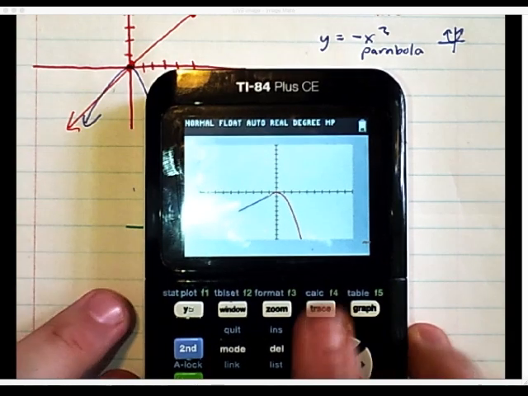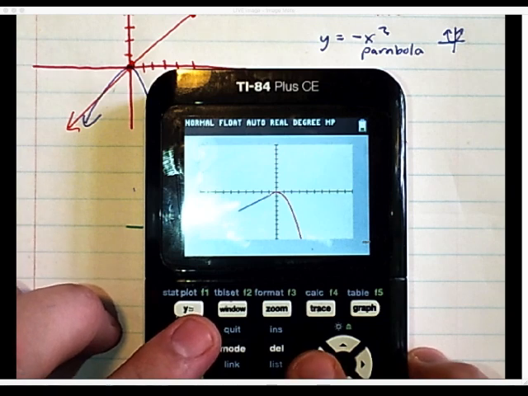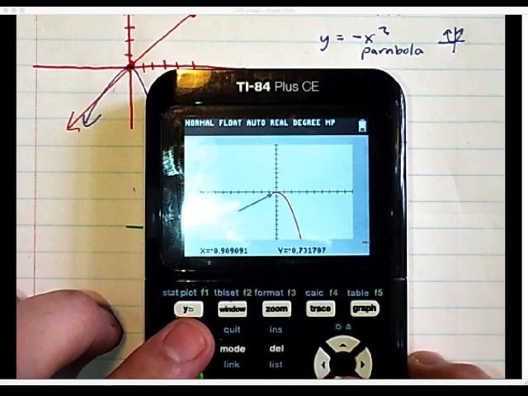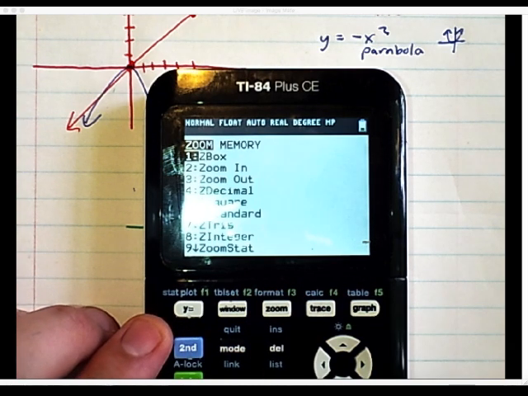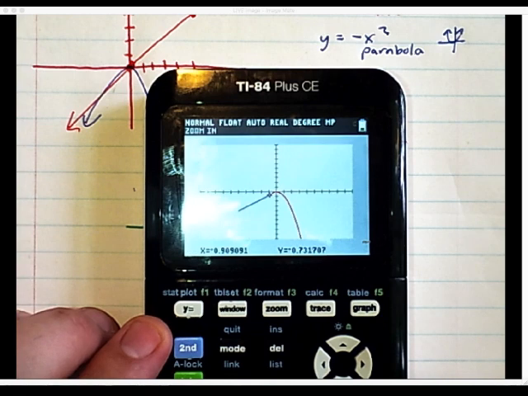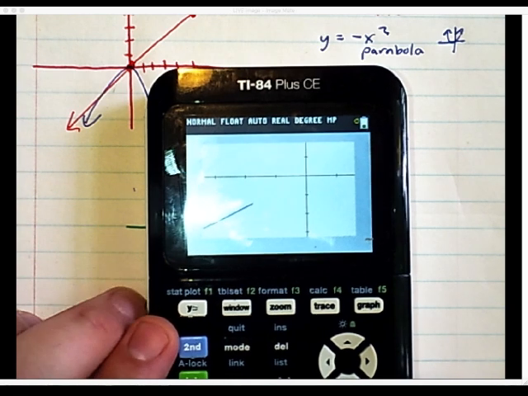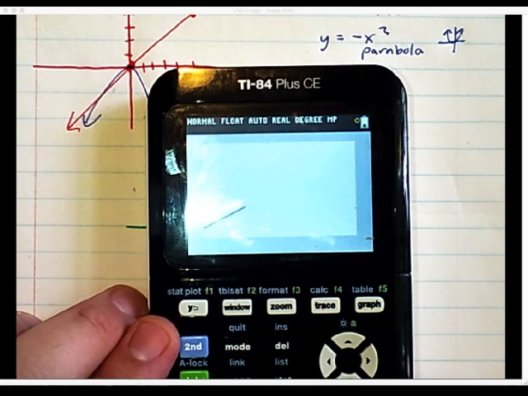But let's really zoom in right there. So I'm just going to toggle over and toggle down, and I'm going to zoom in. So I'm going to hit zoom, and I'm going to go option 2. And then I'm going to hit enter. So notice, here's the line segment. And there's the parabola. Let's zoom in again. So there's the line.